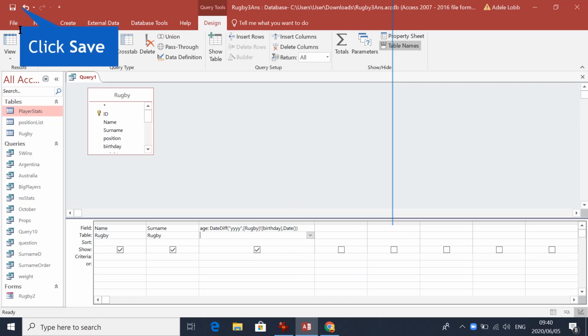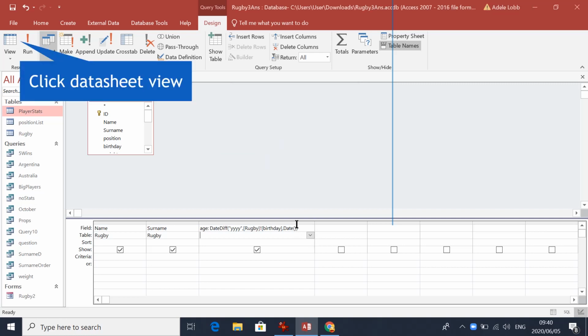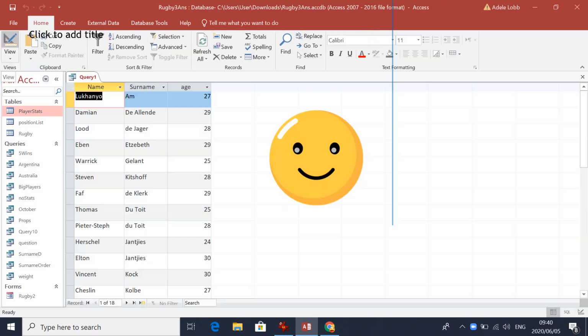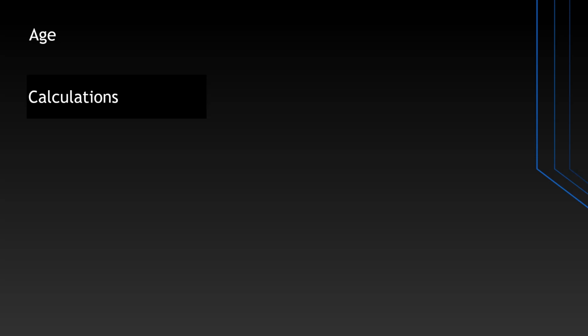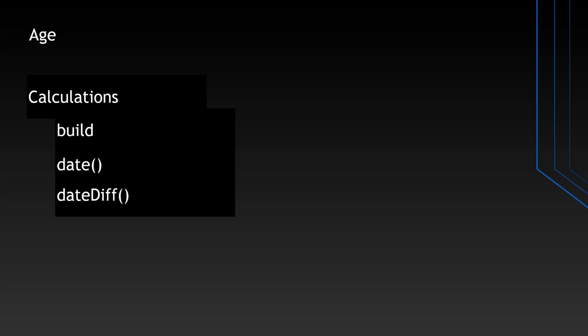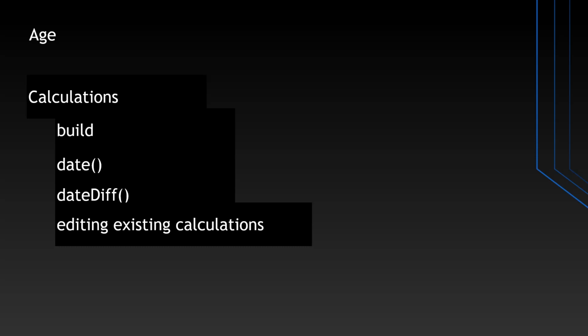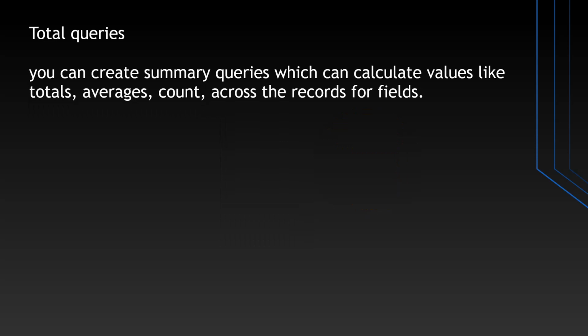Click Save. Type age. Click OK. Let's go look at the results. That's better. In the age query we learned how to calculate the age given their birth date. So we used the build again, using the built-in functions date and dateDiff. We also learned how to edit an existing calculation. Great job!